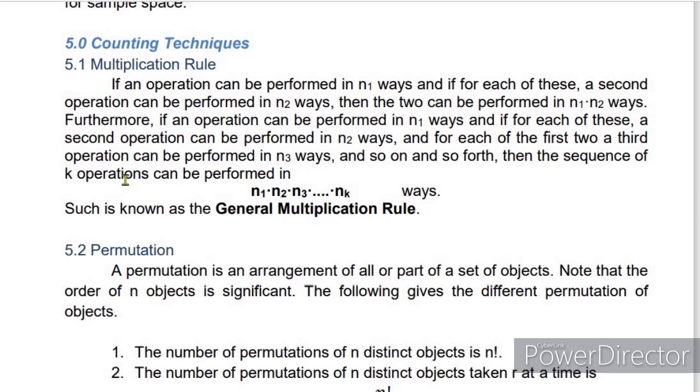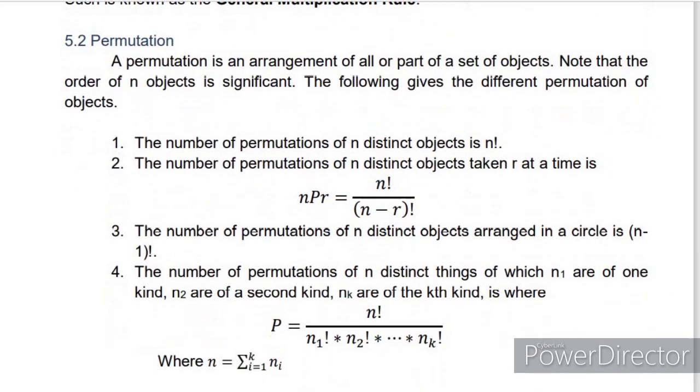Such is known as the general multiplication rule. Okay, next is 5.2, permutation. So what is a permutation? A permutation is an arrangement of all or part of a set of objects. Note that the order of the n objects is significant. So here, the order of the objects is important, and the following gives different permutations of objects. Number one, the number of permutations of n distinct objects is n factorial. When you see an exclamation point, it denotes a factorial. You can find that in your calculator.